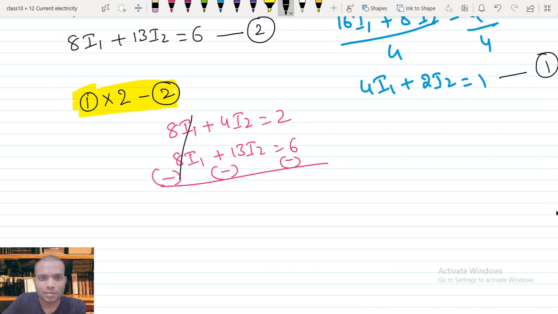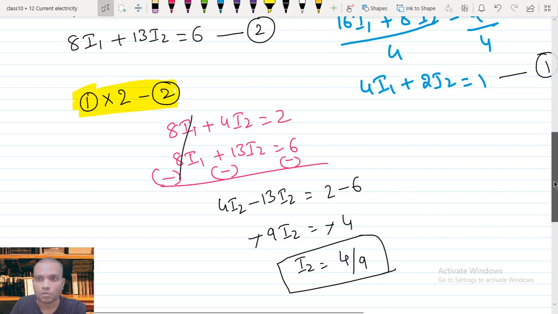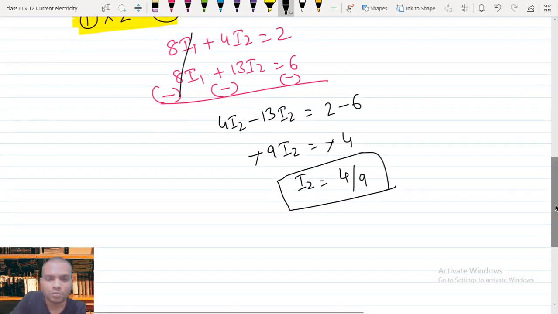So these two get cancelled. Now here I can get 4I2 minus 13I2 equal to 2 minus 6. So minus 9I2 equals minus 4. The minus gets cancelled, so I2 equals 4 upon 9. This is the expression I got for I2. Substitute I2 in any one of the equations. I would like to put I2 in equation 1.